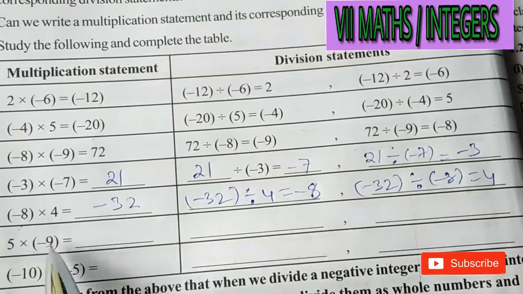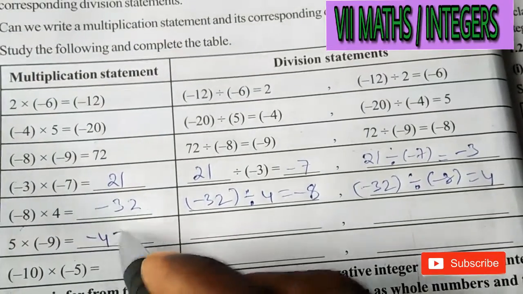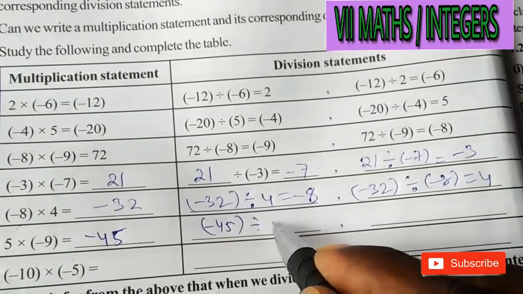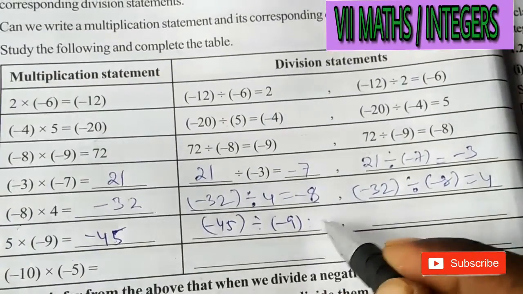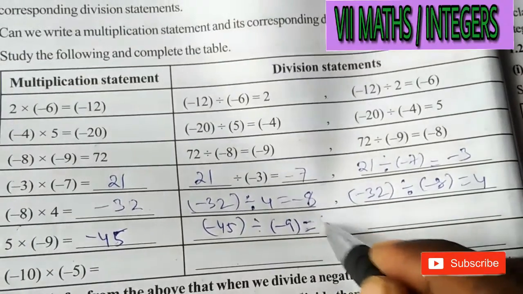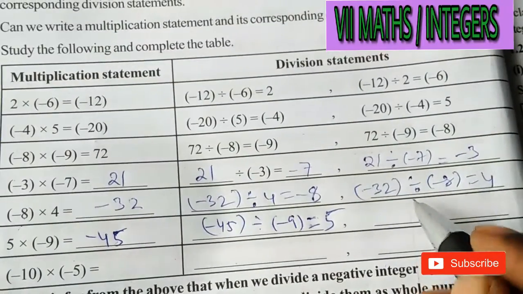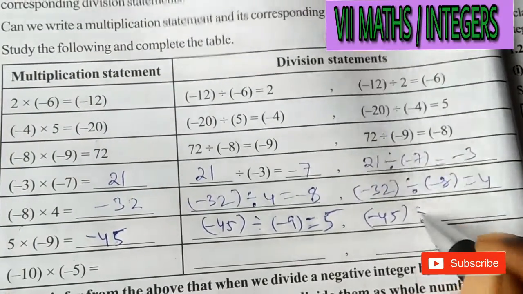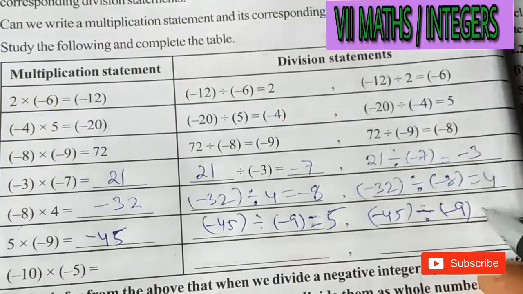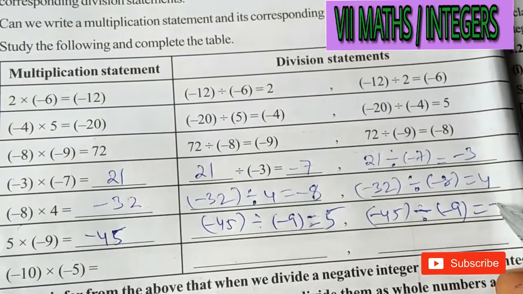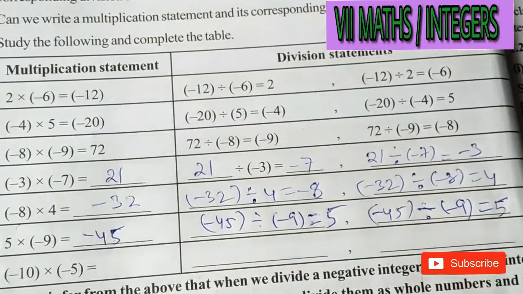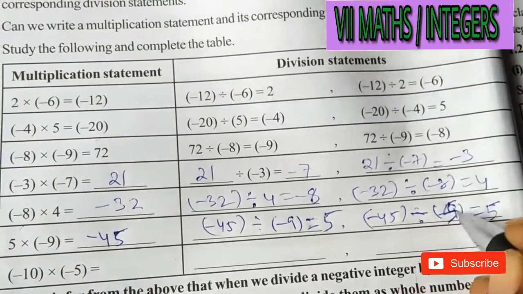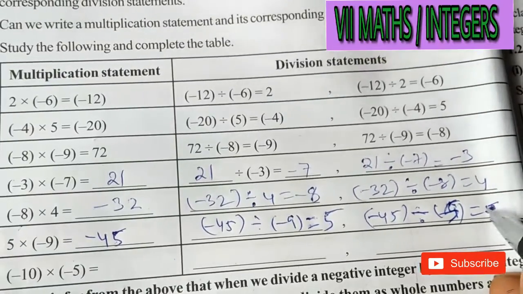Now 5 into minus 9, it is minus 45. 9 5s are 45. So minus 45 divided by minus 9, you get quotient 5. The quotient is 5. So minus 45 divided by minus 9 is equal to 5. Minus 45 divided by 5, it is minus 9.